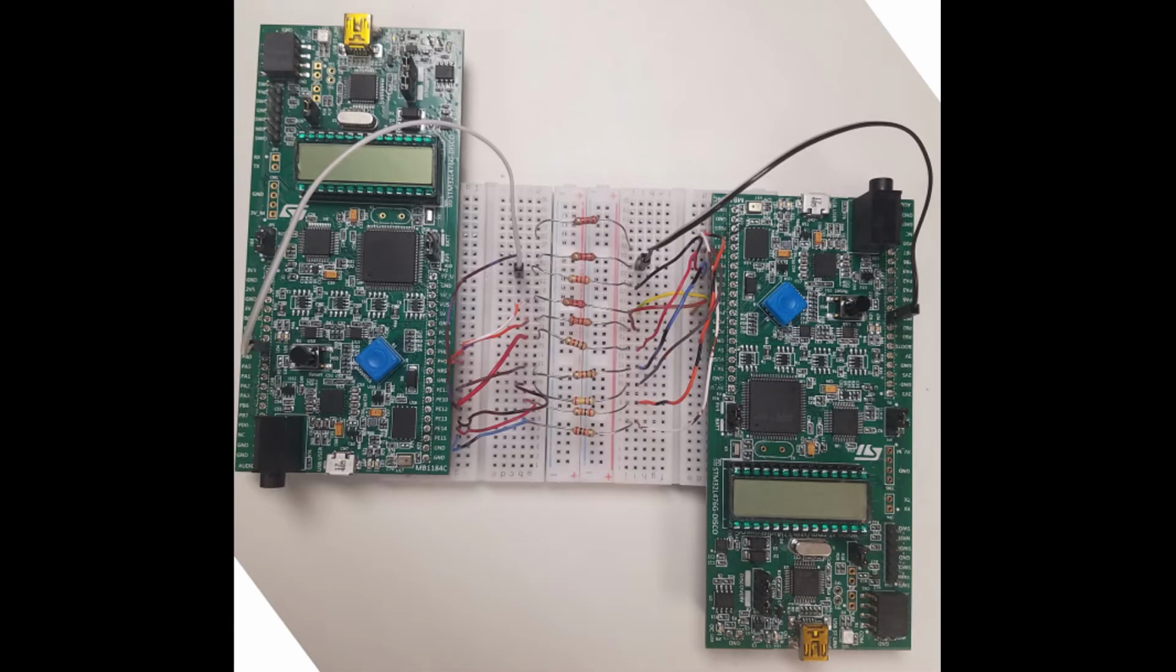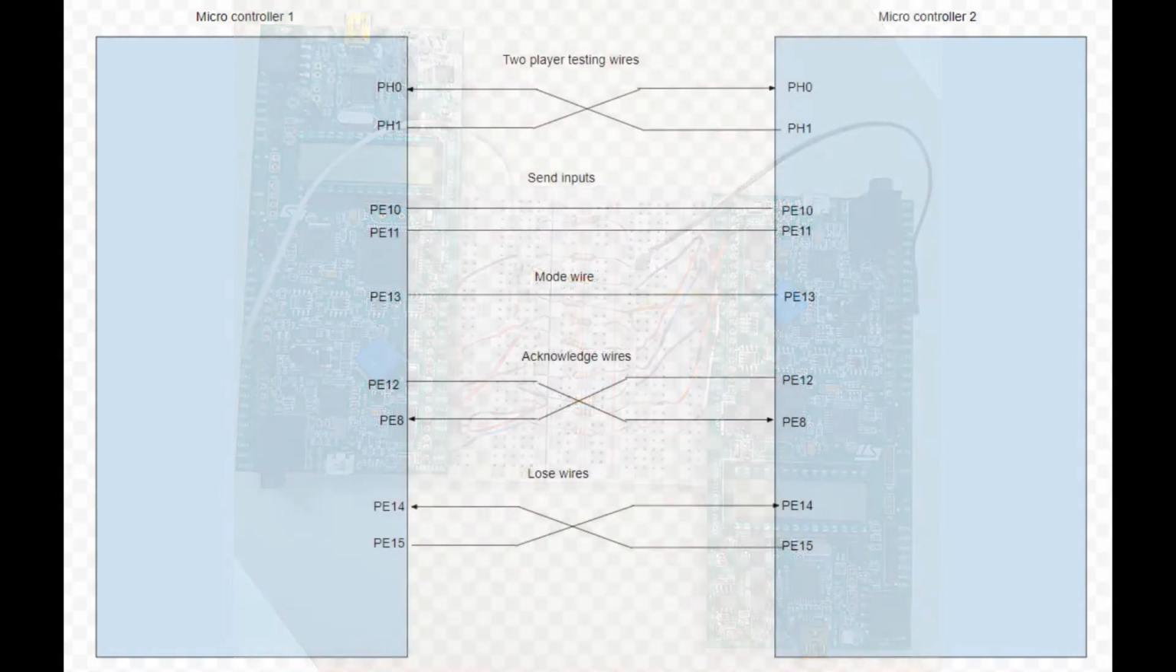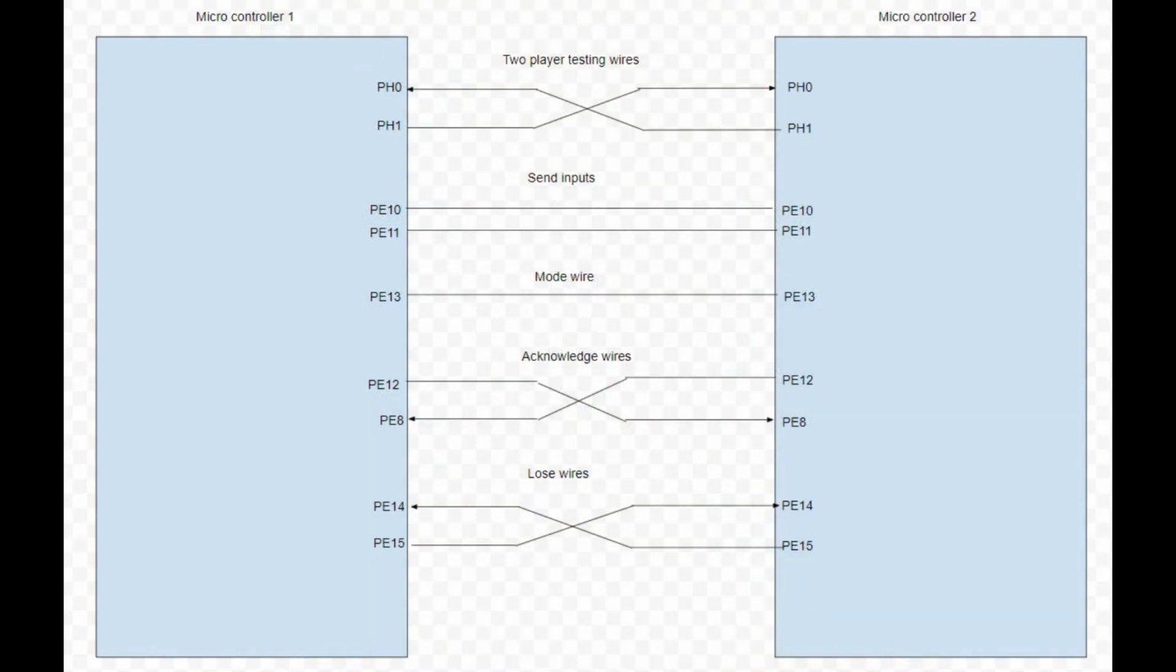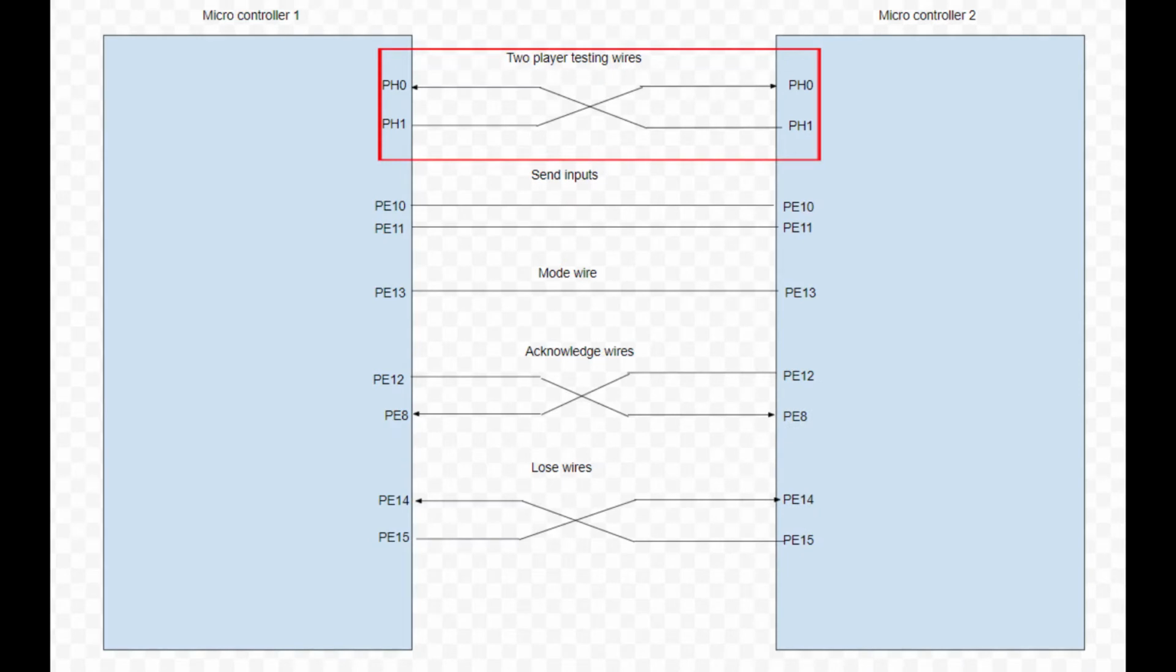So what do these wires do? Well, let's look at this diagram we made. There are 9 wires used to have the microcontrollers communicate. The 2 pins you see here are used to detect if 2 controllers are connected. This is what prevents you from entering 2-player modes when only one controller is plugged in.